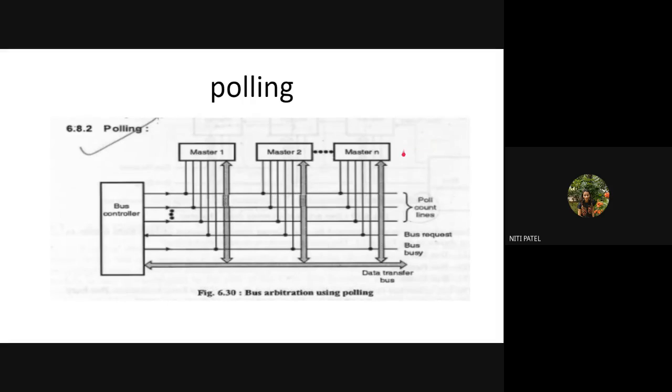So for this reason, we have to increase the count lines, and for every count line, we have to connect each and every master device, and we have to see that they are also connected to the bus controller line.